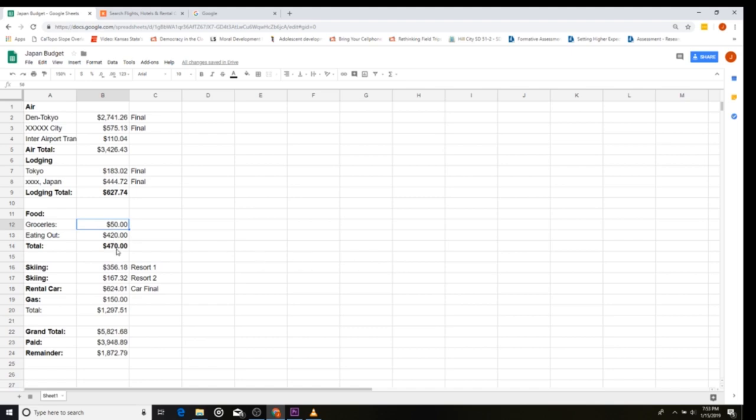So the total of those, once again, I use the sum feature, probably not as useful in this category as some of the others. And 50 and 420 added up to be $470.